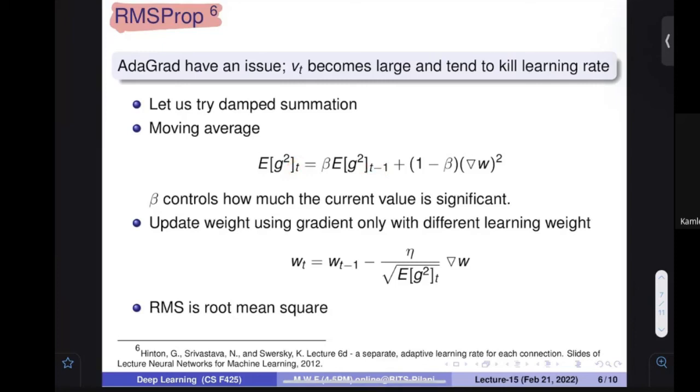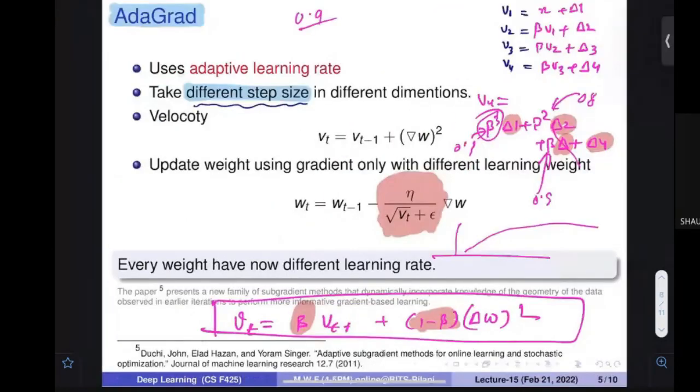Just see this particular thing. There is a beta term and a 1 minus beta term multiplied by the gradient at this particular moment. In the weight update formula, it is the same kind of update: the previous weight value, and then you multiply, and inside is eta divided by the square root of this particular quantity. This is called RMSprop. Any problem on that? So the equation you wrote on the last page is the RMSprop equation.